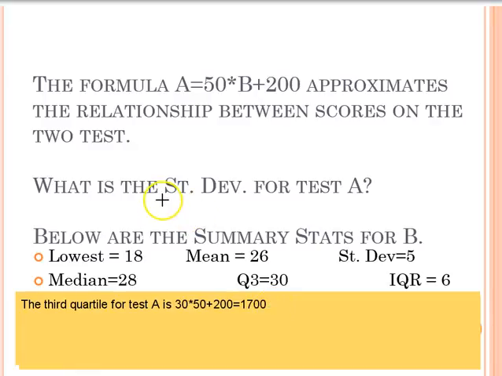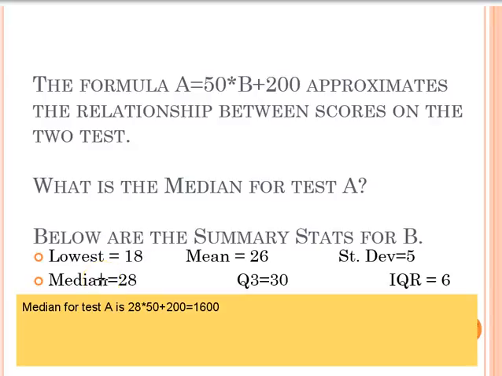So let's try a few other problems. Here, this problem looks at the third quartile for Test A. Now the third quartile for Test B is given to us. It's 30, and this is a measure of position. It's where 75% of the data falls below. And we can find the third quartile for Test A by both multiplying by 50 and adding 200 to the third quartile for Test B. That's going to give us a Q3 of 1700 for Test A. Again, this is a measure of position, so it's affected by constants that are added or subtracted, multiplied or divided.